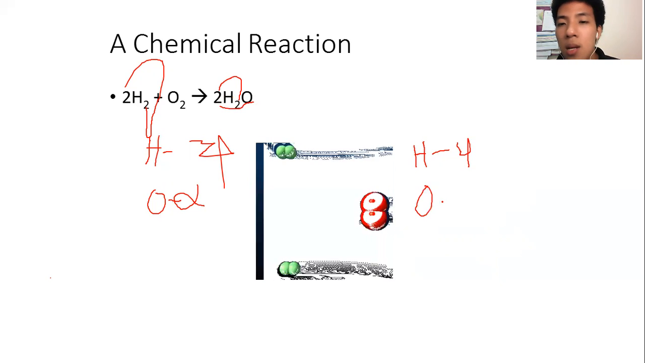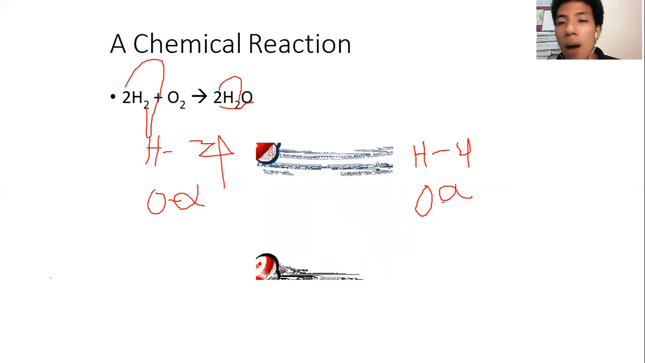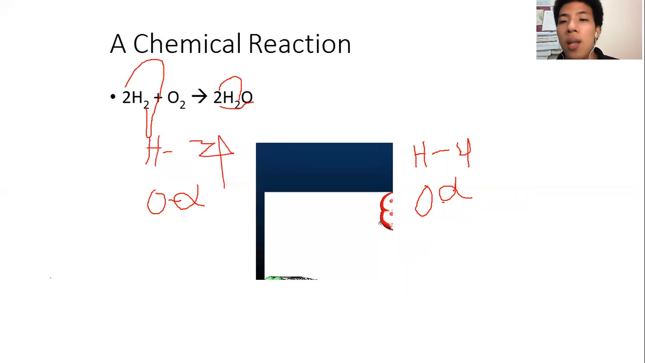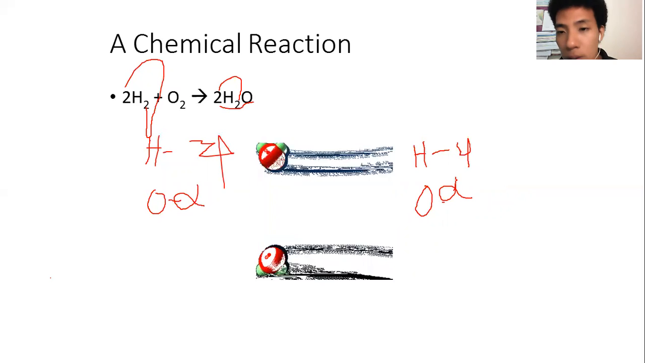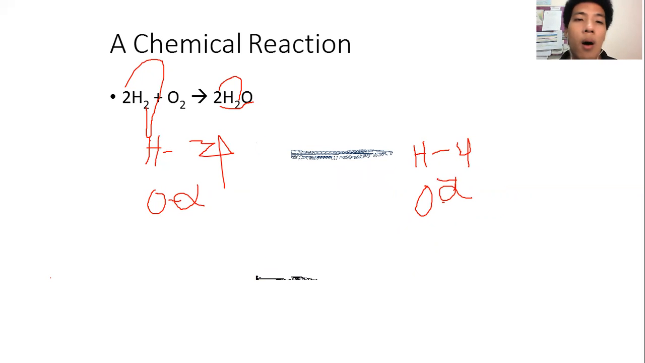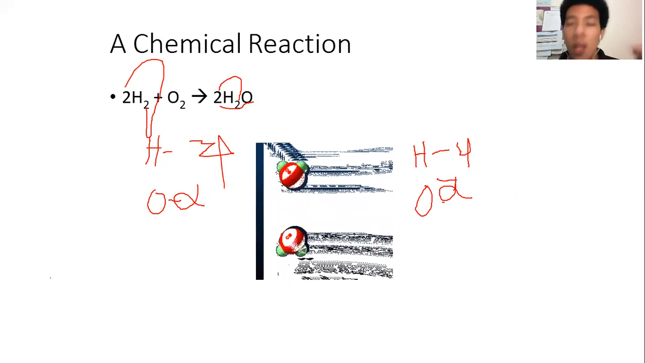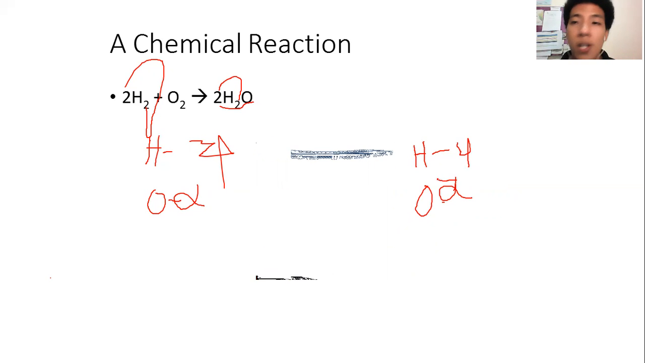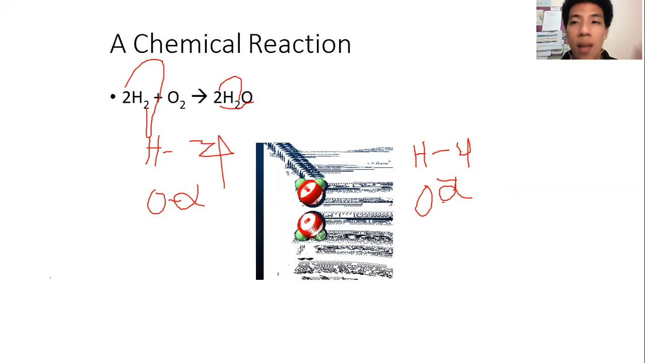That means on the product side, you have 2 oxygen atoms, and on the reactant side, you also have 2 oxygen atoms. So that means the oxygen is balanced, and for the hydrogen, you have the same number in the reactants and in the products.